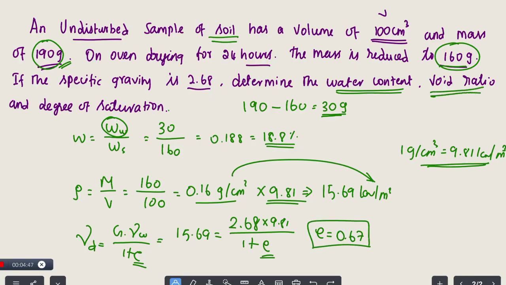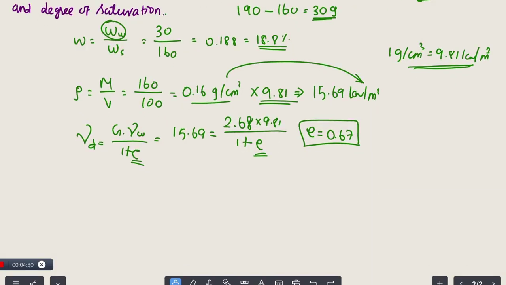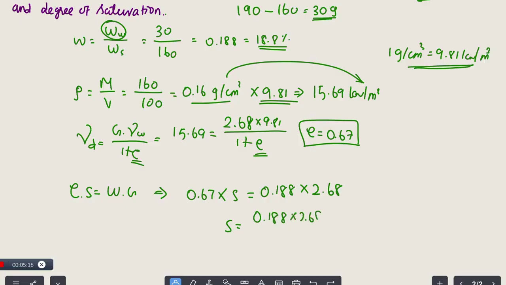Next, we find the degree of saturation. We know the formula e into S equals w into G. Here we substitute the e value 0.67, into S, which we have to find, equal to the water content we found, 0.188, into G, which we already know, 2.68. The only unknown is S. So S equals 0.188 into 2.68 divided by 0.67. Solving this, we get 0.744, which is equal to 74.4%. So this is the degree of saturation.